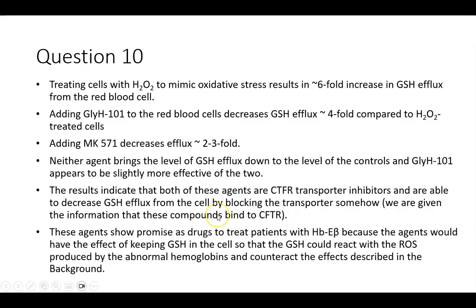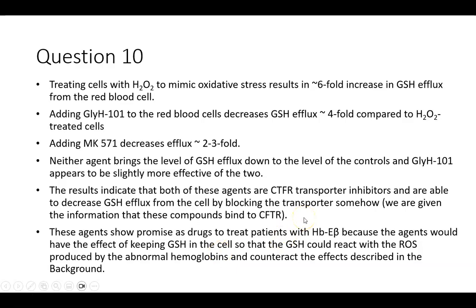So what's happening here? Well, the only information that I have, other than the data that are presented, is that these agents bind to the transporter. So if they bind to the transporter, they must do something. We don't know what it is, but they must block the transporter somehow. We are given the information that they can bind. We are shown that when they're there, that efflux doesn't happen. So these show promise as drugs.